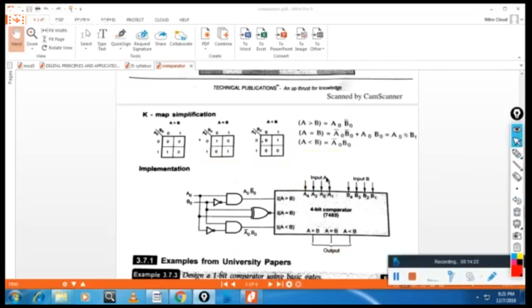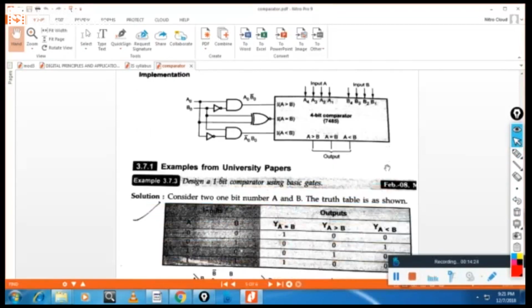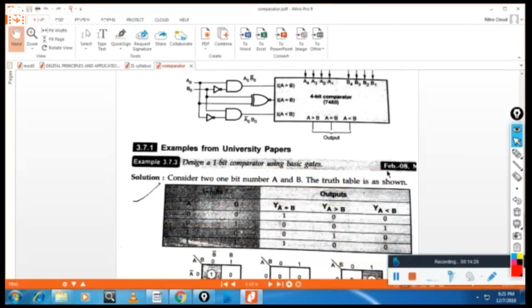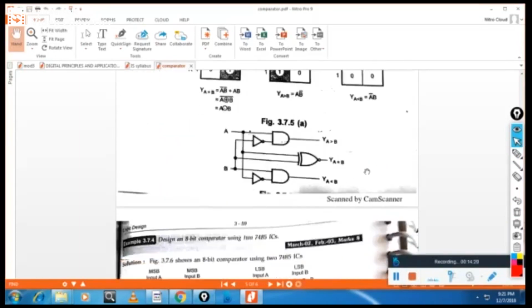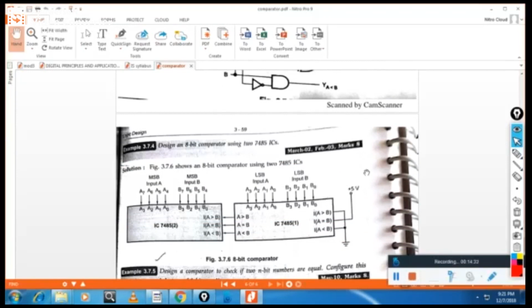So this is the 5-bit comparator. Now students will see a 1-bit comparator using basic gates. That we have already seen, this is a 1-bit comparator. Now design an 8-bit comparator to compare two numbers. Design an 8-bit comparator using 7485 IC.